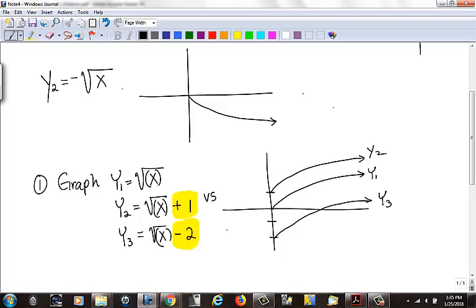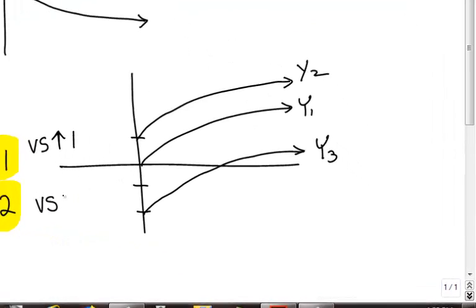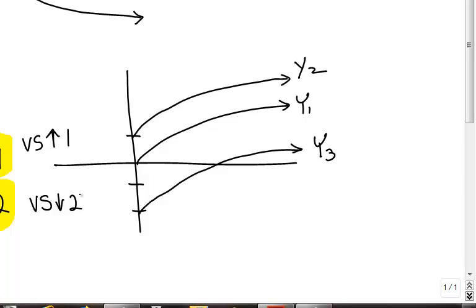Okay, so somehow you need to say that this is a vertical shift. Okay, VS for vertical shift. This is a vertical shift up 1. This one is a vertical shift down 2.